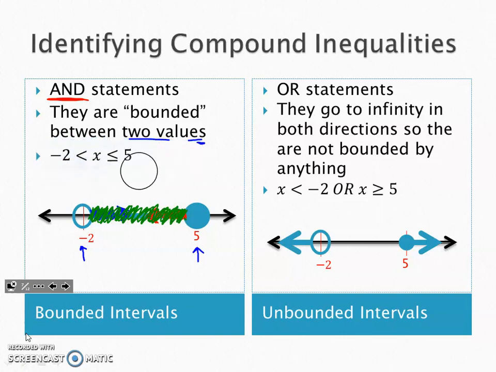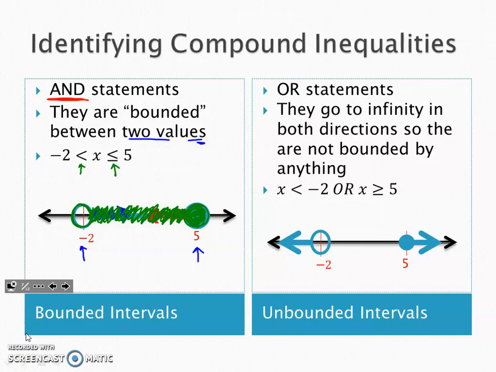Now, along with this, we do still have to pay attention to our sign. Notice at -2, I have an open circle. Why is that? Well, because that's just a less than sign. I have a closed circle at 5. Why do I have a closed circle at 5? Well, because that is less than or equal to. So we're still going to pay attention to our open circles and our closed circles.